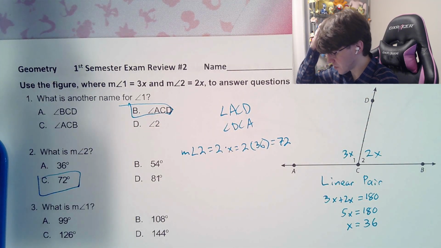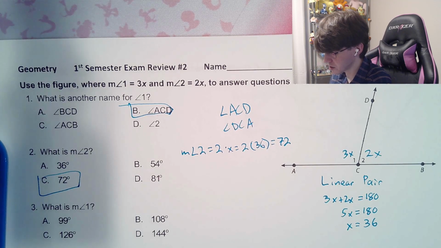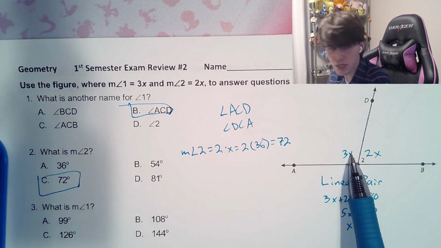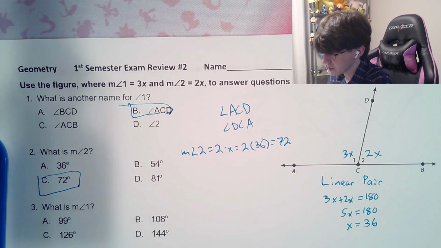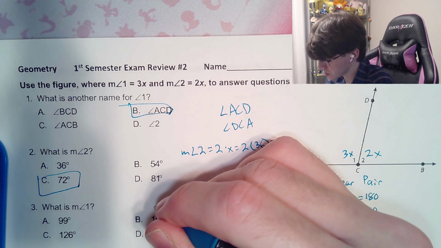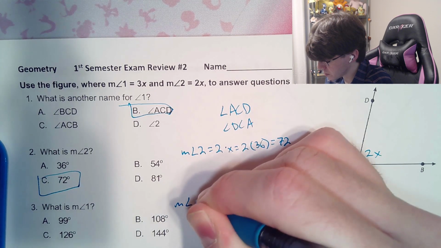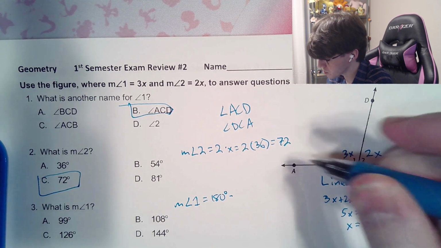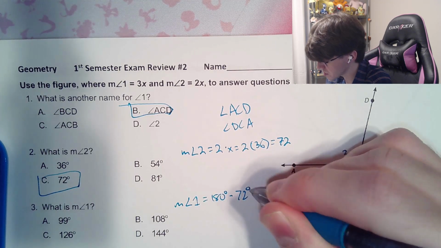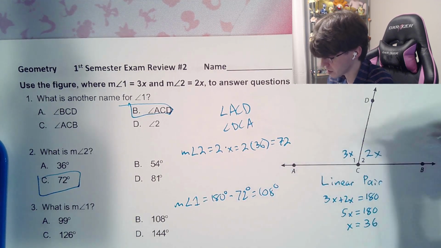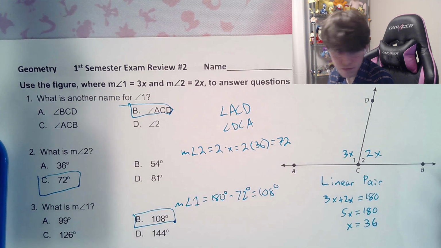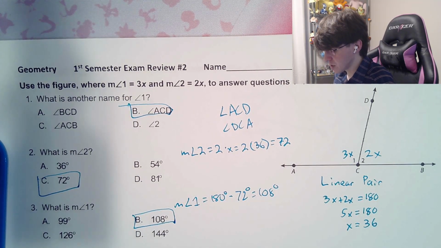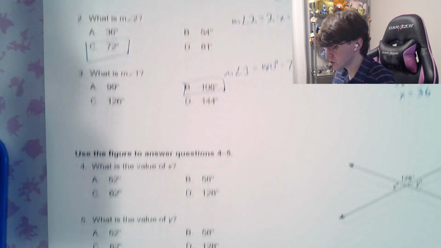And there we go. To find the measure of angle 1, you have two options. Either A, you could plug in your 36 for x right here, or I think the easier option is to use that same linear pair idea and simply subtract angle number 2. So our measure of angle number 1 is going to be 180 degrees minus the measure of angle 2, which we found earlier was 72 degrees, and we're going to get a nice 108 degrees. Cool beans. Moving on to the next page.